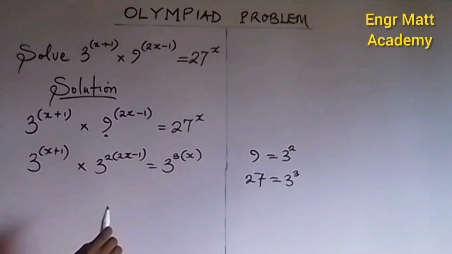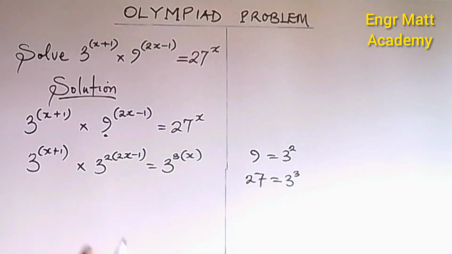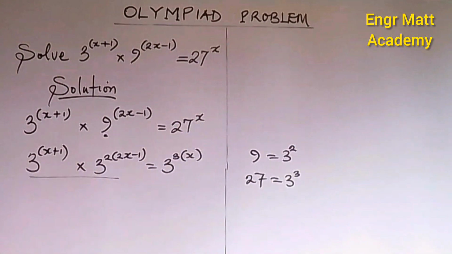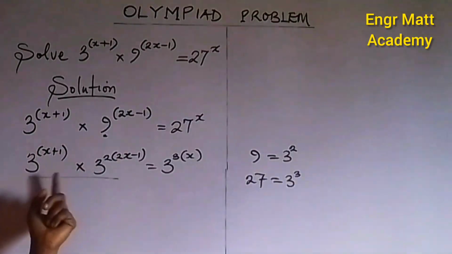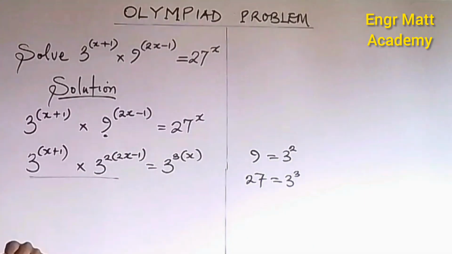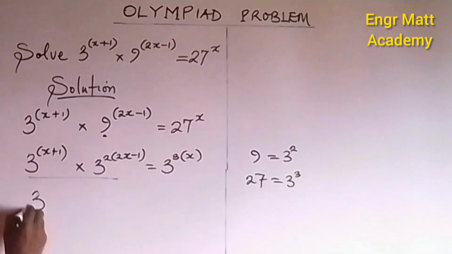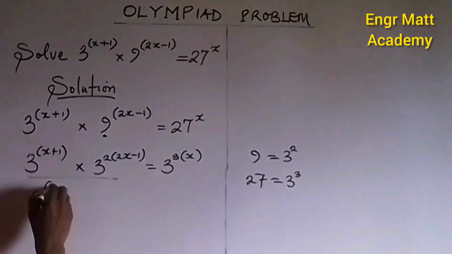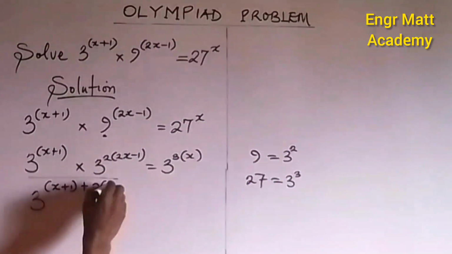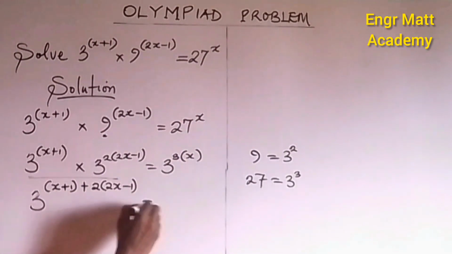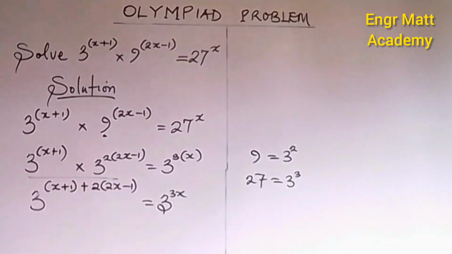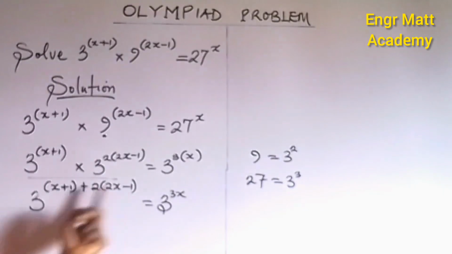Now that all the terms have the same base, we can apply the multiplication rule of indices to the left hand side of the problem. How do we do that? Since we are multiplying and these numbers have the same base, we add their powers. That means we retain the base number and we add the powers: x plus 1 plus 2 times (2x minus 1). This should be equal to 3 raised to power 3x. Remember, 3 times x.